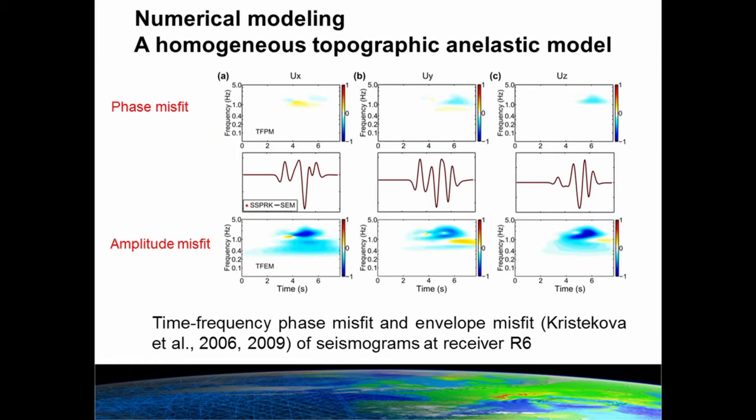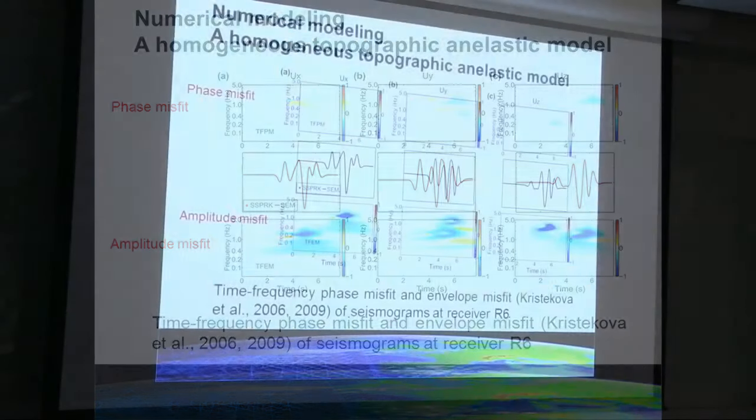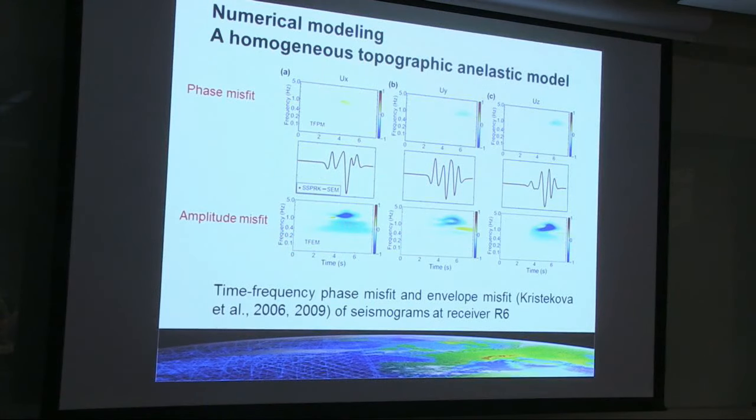The figure shows the phase misfit and amplitude misfit in seismograms of the X, Y, and Z directions at receiver 6, calculated by the SSPRK and SEM methods. We can say the misfits are within 1% between the two methods, indicating the accuracy of our method.